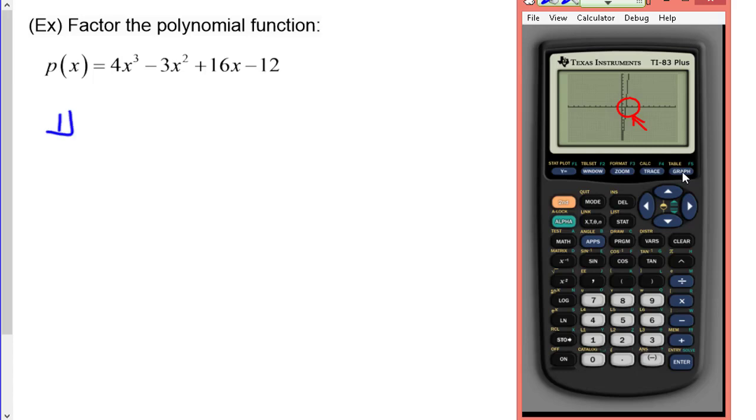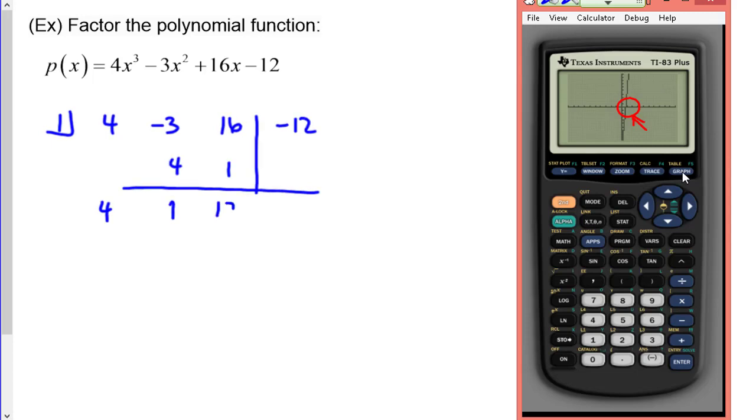So plug in 1, so 4, -3, 16, -12. All right, so bring the 4 down. This would be 4, 1, 17, 5. Ooh, it's definitely not a 0. Okay, so let's look a little bit closer here. Let's go back over to the calculator screen.